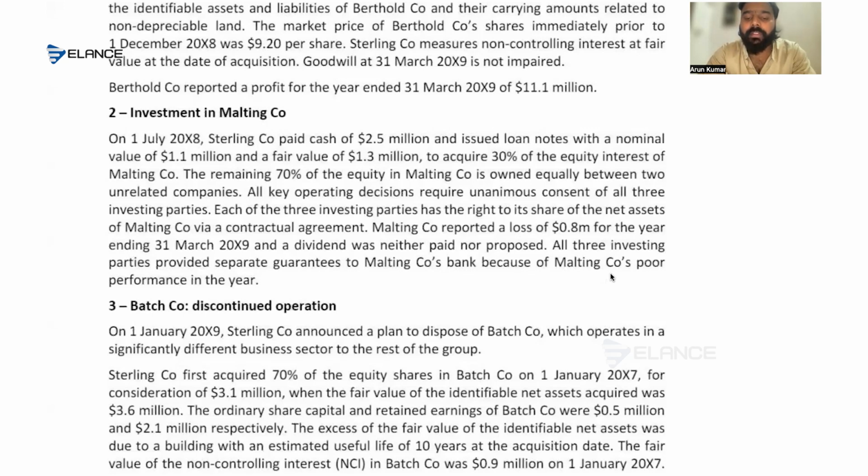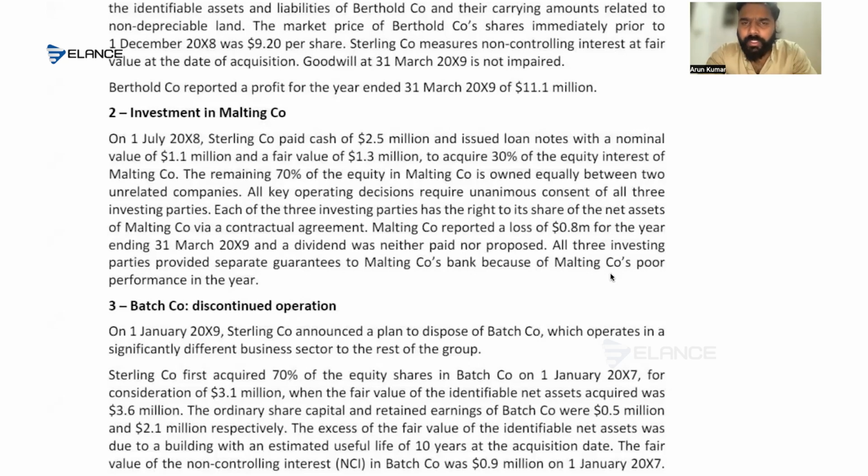How will you account for this investment of 30%, guys? When you read the requirement, we felt it was an associate. Is there any change in your decision after reading the question? Do you think there should be any change? Is it still an associate itself, or any changes to be done?